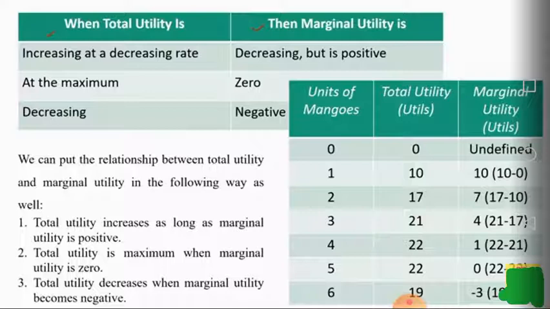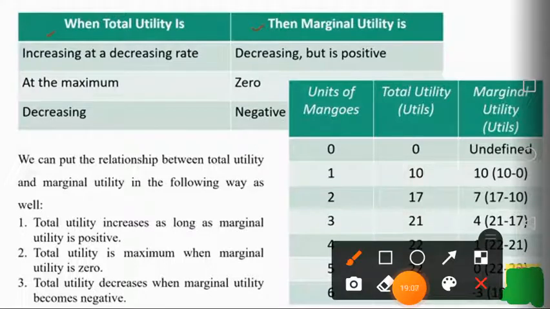Second, when total utility is at its maximum, at that level MU is 0. And the third situation, point number 3, is that total utility decreases when MU becomes negative. So I read point number 3, point number 2, point number 1, and this is the table which again shows these situations, and I'm going to highlight it for you so you will understand it.